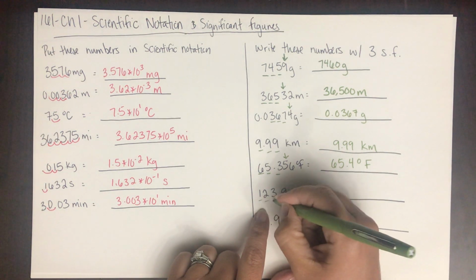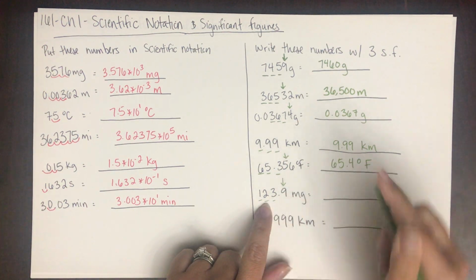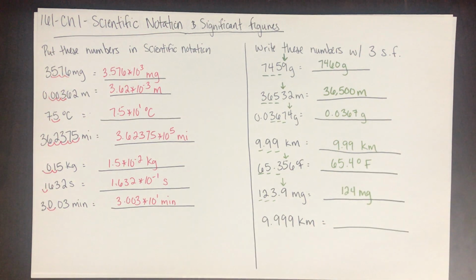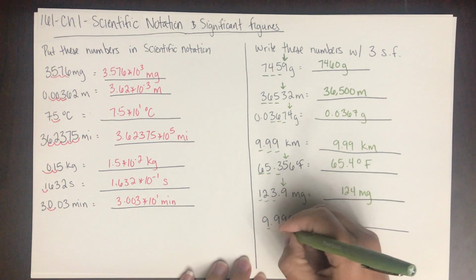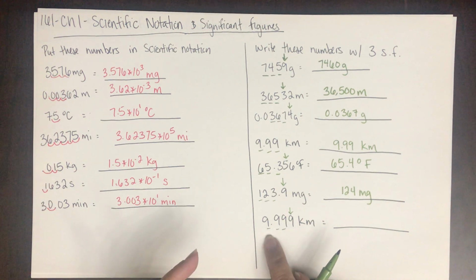Here, 1, 2, 3. This number is 5 or above, so I'm going to round it up, 124 milligrams. So now let's look at this one. 1, 2, 3. I'm going to round it up. So if I round this up, 9.99 rounded up, I'm going to get 10.